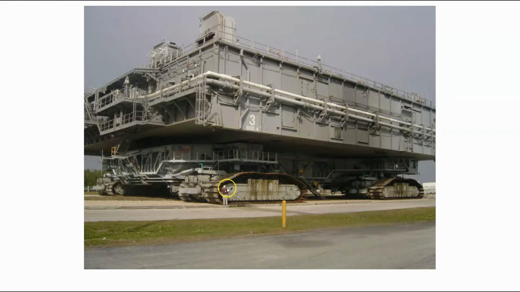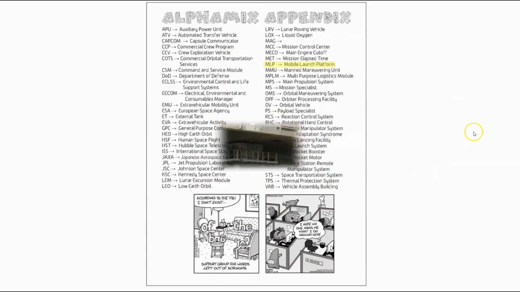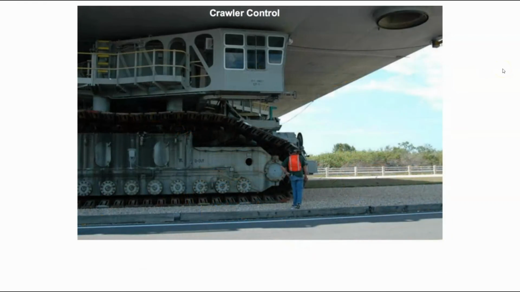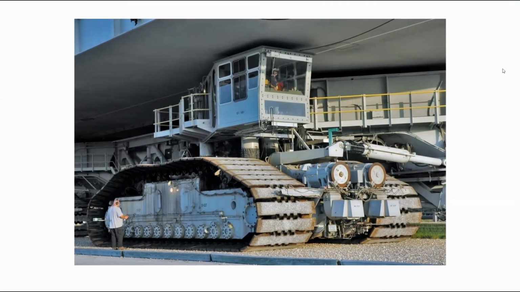Here's an adult male. And here we have the mobile launch platform. You can see an adult here for size comparison. Pretty clever to take not only the vehicle, whether it's a Saturn V or space shuttle, to the platform, but take the launch pad as well with you. In your Alphamix appendix, the MLP, the mobile launch platform. So I'll look at the control center right there. And we'll show you some clips of the magnificent beast that the crawler transporter is.